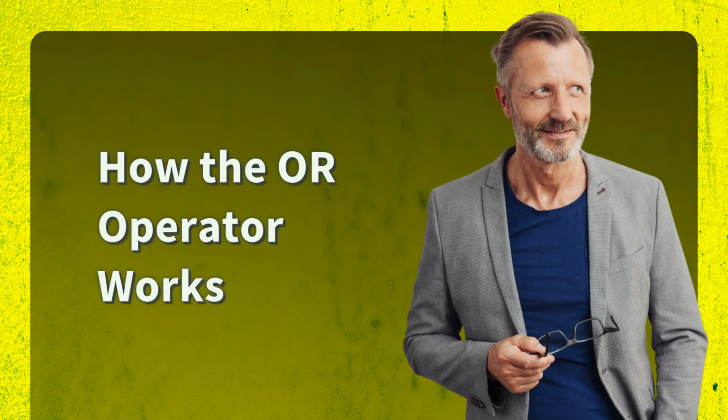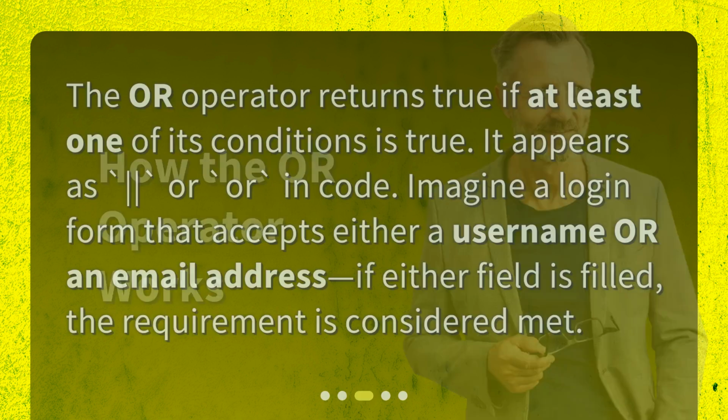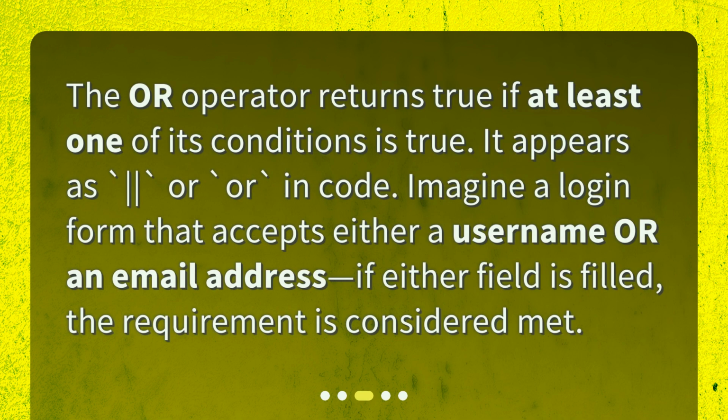How the OR operator works. The OR operator returns true if at least one of its conditions is true. It appears as OR or || in code. Imagine a login form that accepts either a username or an email address. If either field is filled, the requirement is considered met.